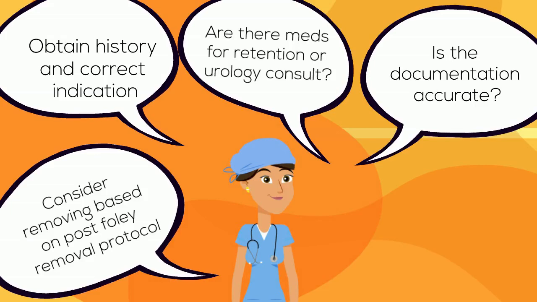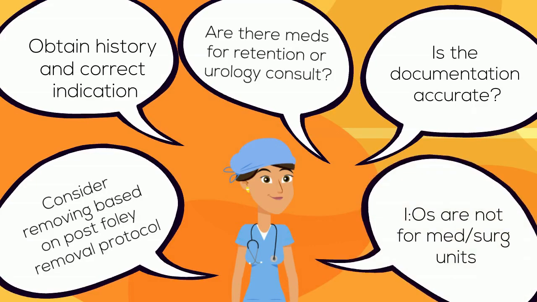And lastly, in this case scenario, the order was placed for critical I's and O's, which is appropriate for a medical ICU or surgical ICU, or even the PCU. But if you are in a med-surg unit, this order does not apply to you. There are other ways to measure I's and O's, so that alone is a reason to remove this Foley.